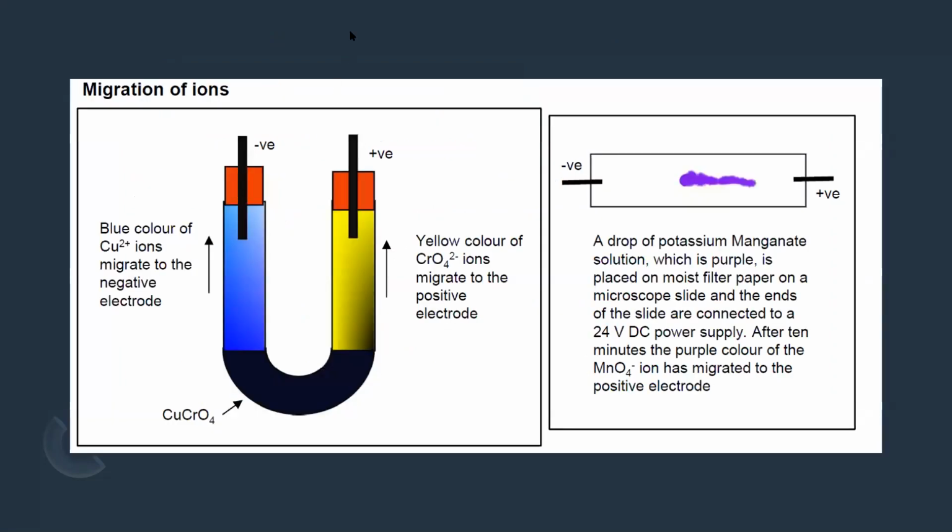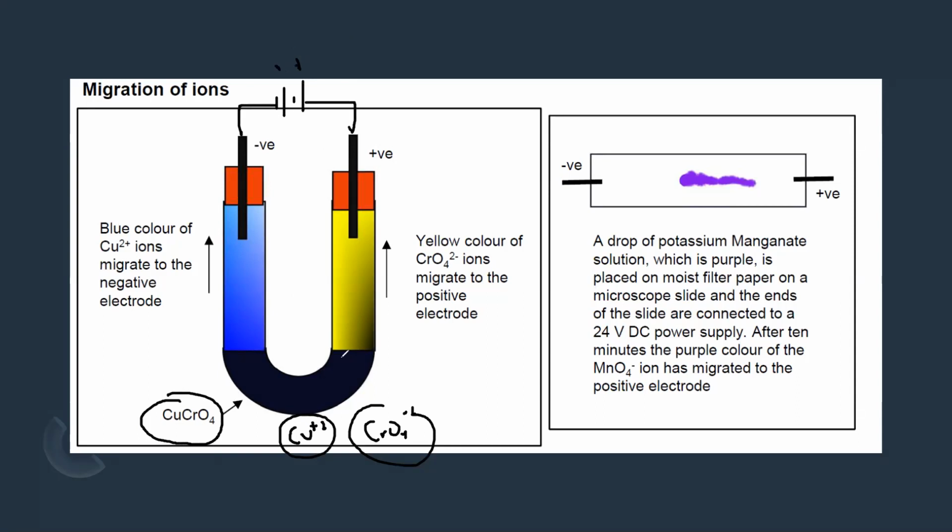So how can we observe that ions are present, or show that ionic compounds contain ions and that ions can move? For example, we have a compound called copper chromate. This copper chromate contains the copper ion, which is +2, and the chromate ion, CrO4 with a charge of -2. The copper ion is blue in color, whereas the chromate ion is yellow in color. When we connect this to a supply and pass a current through it, we observe the movement of the ions.